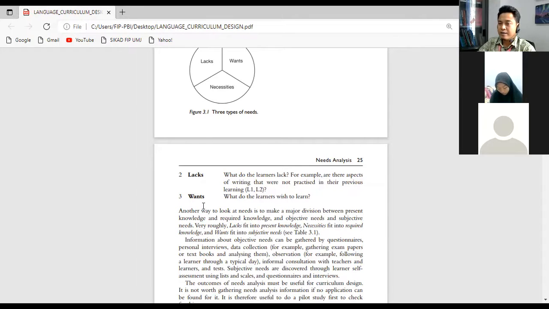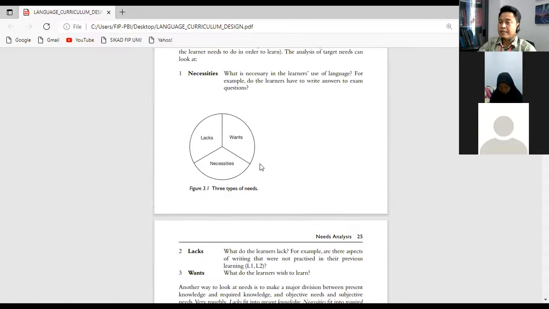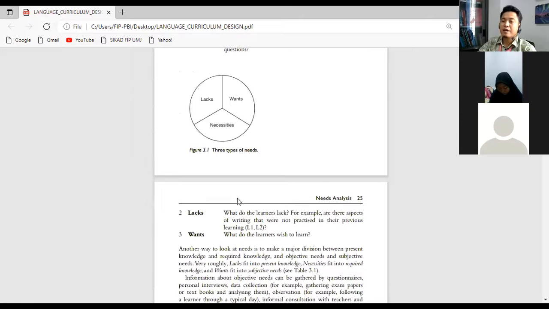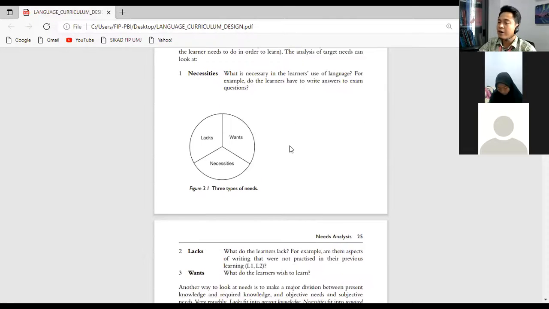And then the last one here, what they want. What do the learners wish to learn? Yeah, what are your expectations after completing a language program or a course? Yeah, so these will be the 3 types of needs. And in giving your opinion on each of them, starting with the necessities and then also lacks and wants, it will depend on each of your perspectives. Yeah, you may mention the necessities.